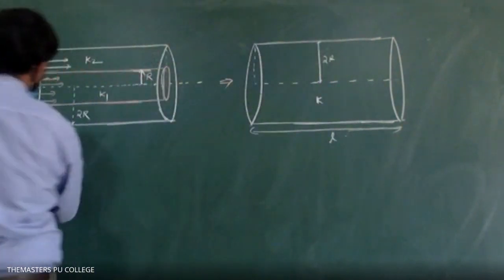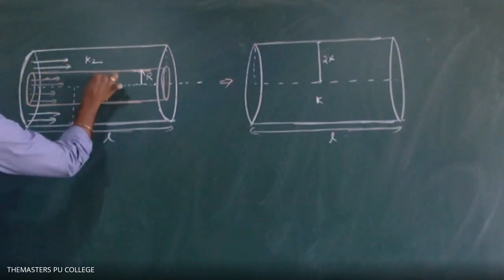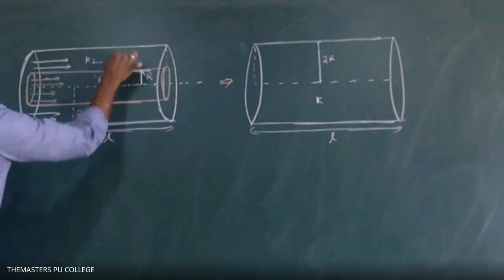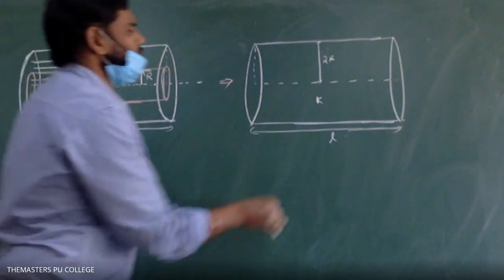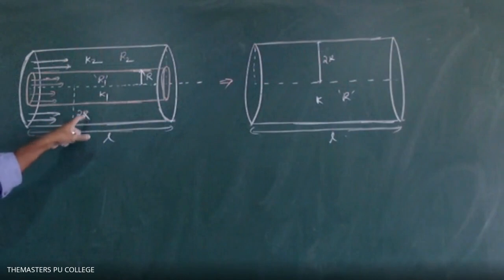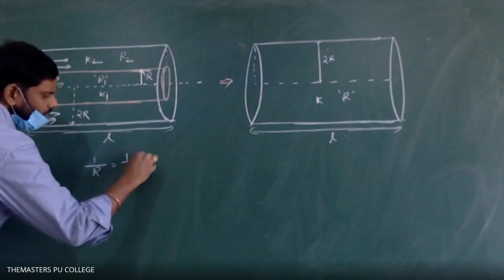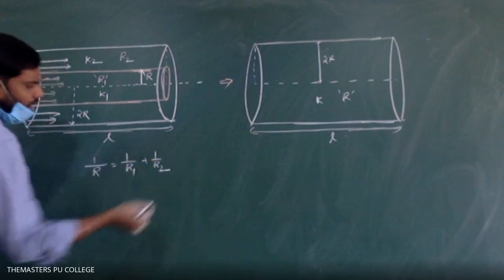So this is also nothing but l. Okay. So therefore, this is our thermal resistance R1. This is our thermal resistance R2. And let R be an equivalent thermal resistance of these two. Are they in parallel or series? Parallel. In parallel combination, what can I write? 1 by R equals 1 by R1 plus 1 by R2.